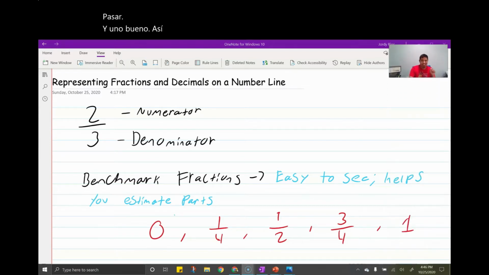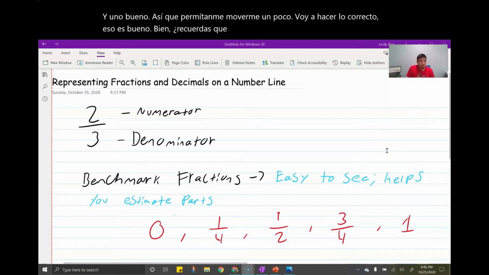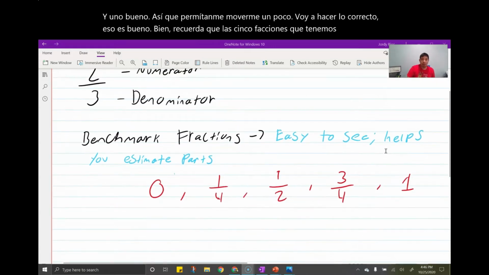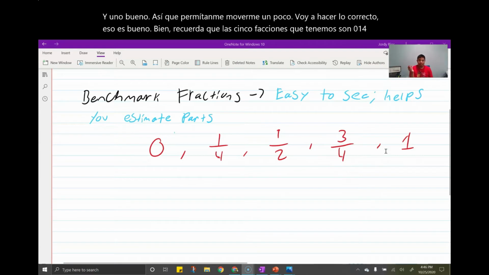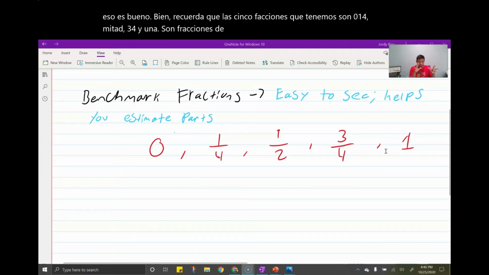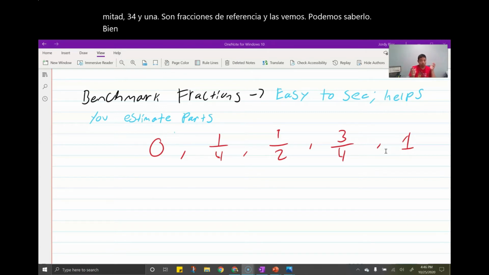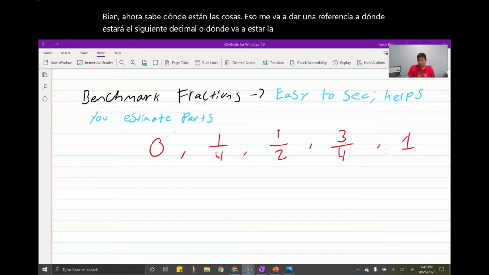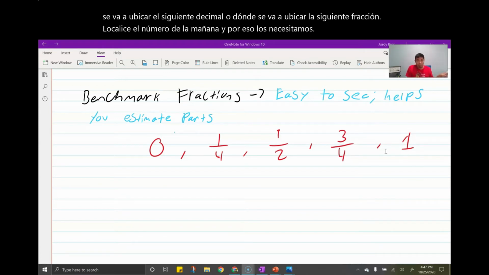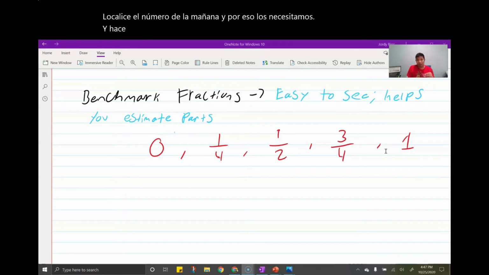Good. Okay, so remember that the 5 fractions we have are 0, 1/4, half, 3/4, and 1. Those are our benchmark fractions, and when we see these, we know, okay, now I know where things are at. That's going to give me a reference to where the next decimal or the next fraction is going to be located on a number line, okay? And that's why we need them. And 2 days ago, we learned how to relate decimals to fractions. So let's see if we can do this too.